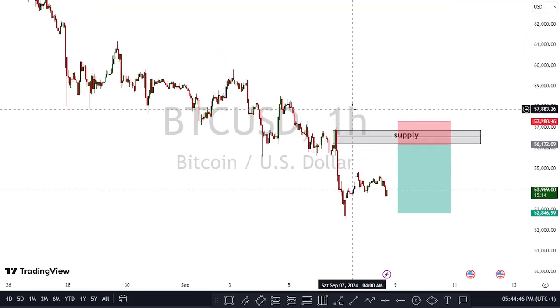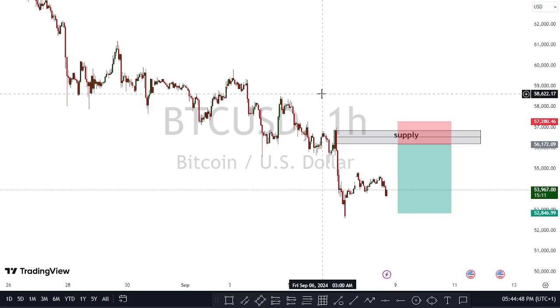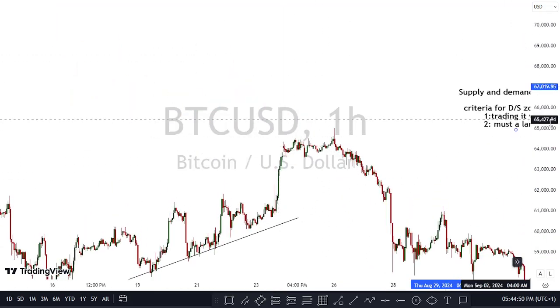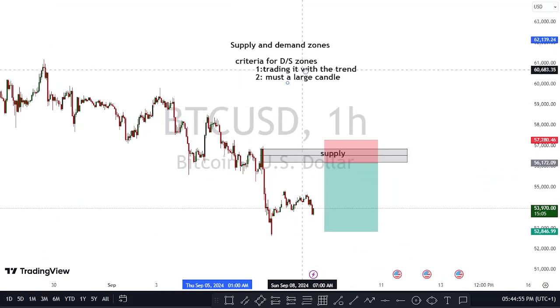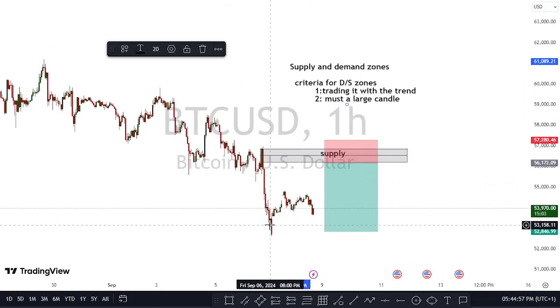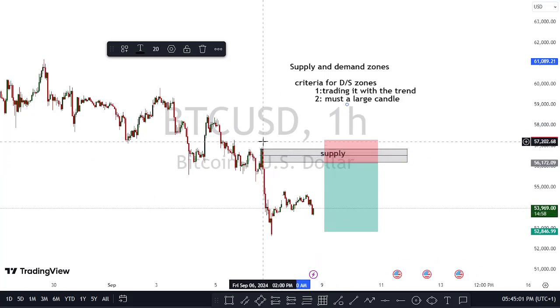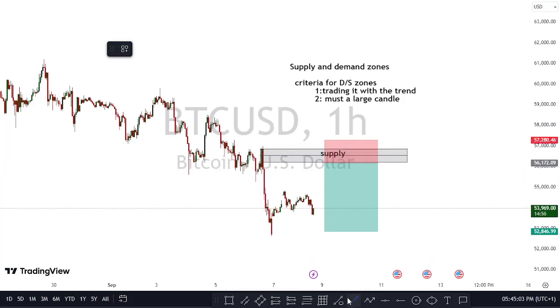All right. One, trade them with the trend. Remember that. One, trade them with the trend. That's the first thing. Two, there must be a large candle emerging from there, because we believe that big money stepped in here to push this market. So see how far it pushed this market.